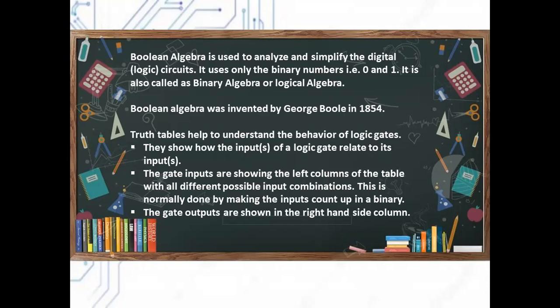Ayun po. So, they show how the inputs of a logic gate relate to its output. The gate inputs are showing in the left columns of the table with all different possible input combinations. This is normally done by making the inputs count in binary. The gate outputs are showing in the right-hand side column. So, ayan po yung pinaka-summary na lesson na ito.